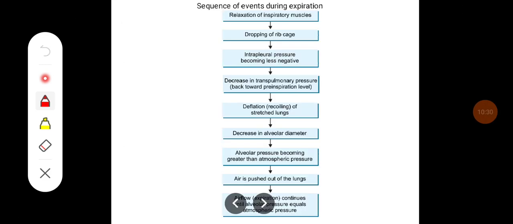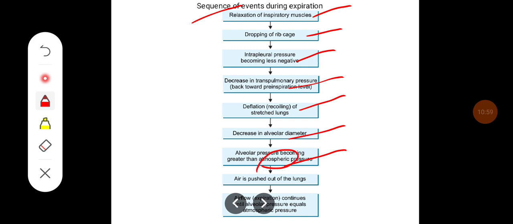These are the events that occur during expiration. Relaxation of the inspiratory muscles leads to dropping of the rib cage. Intrapleural pressure becomes less negative. There is a decrease in the transpulmonary pressure, and that leads to recoiling of the stretched lungs. There is a decrease in the alveolar diameter. Alveolar pressure gradually increases and becomes more than atmospheric pressure, and air is pushed out of the lung. That leads to expiration.